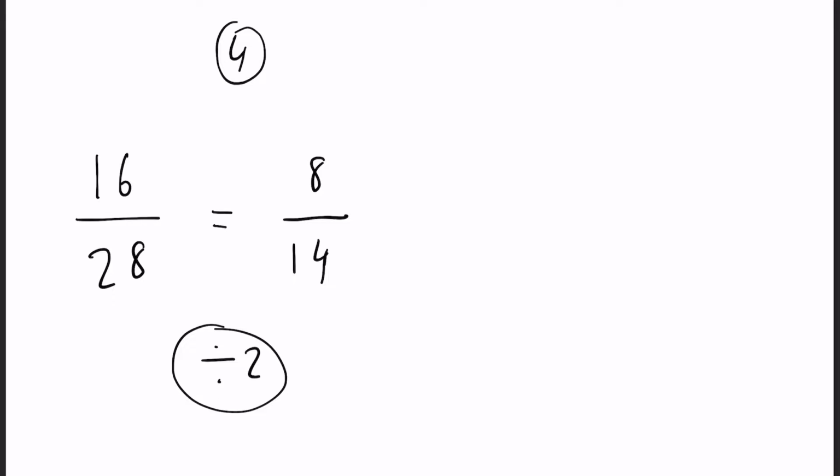And we can see again, we have two more even numbers. And we know that even numbers can be divided by 2. So that's what we're going to do. So 8 divided by 2 gives us 4. And 14 divided by 2 is 7.